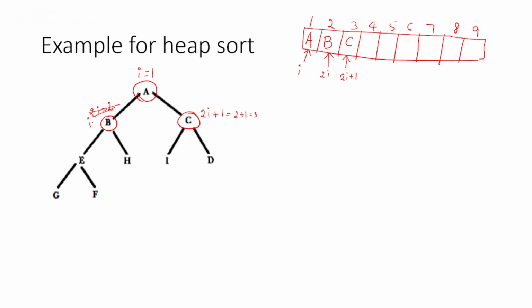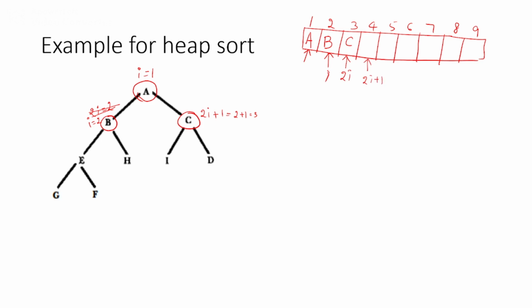Next I is pointing to 2. Okay. That means now I am going to increment the I value by 1. So this will be your I. Okay. This is your I. When this is your I, then which is 2i? This is 2i and this will be your 2i plus 1.